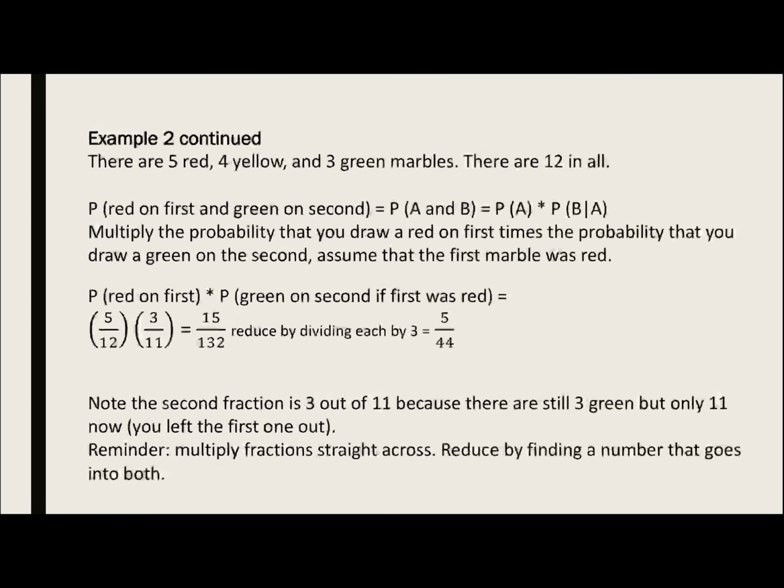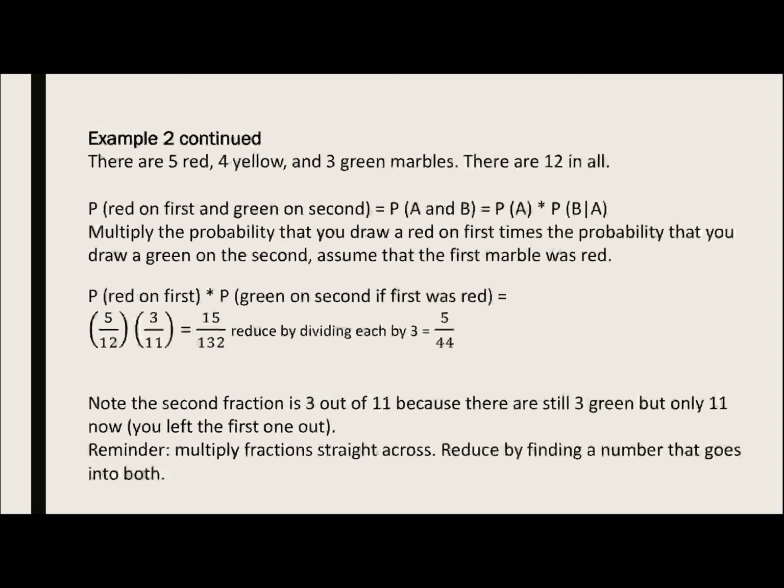What is the probability that you pick a red on first and green on second? So we're finding the probability of A and B happening. So we're going to multiply the two probabilities. Multiply the probability that you draw a red on the first times the probability you draw a green on the second. Assume the first marble was red.